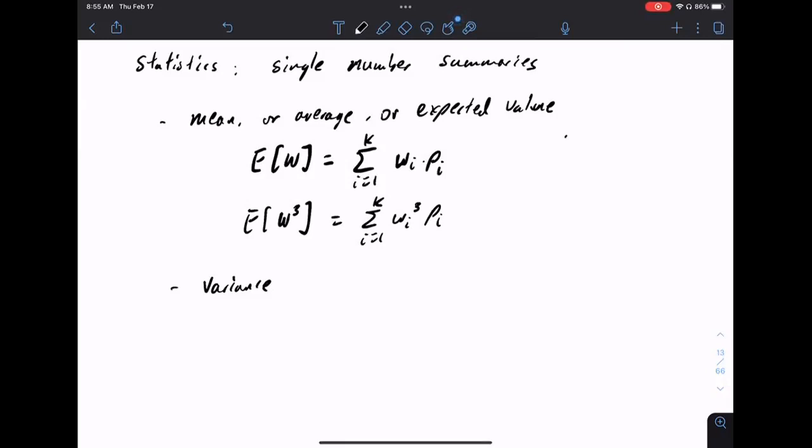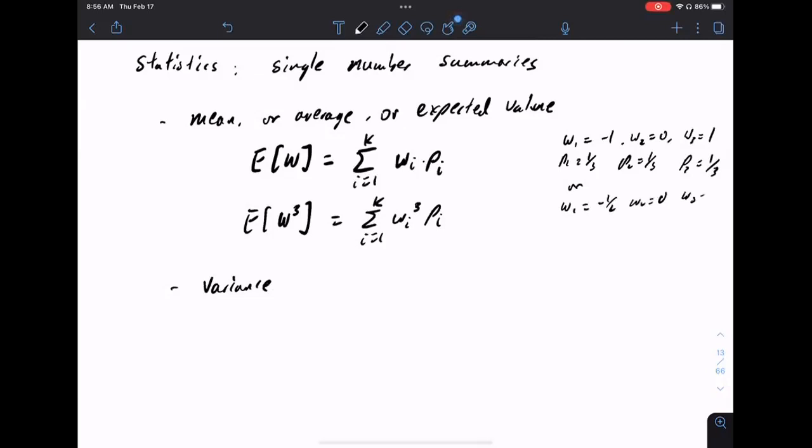For example, say we have this kind of situation, equally likely: W1 is minus 1/2, W2 is 0, W3 is minus 1/2, all the p's are 1/3. These two will have the exact same mean, but they are different distributions. So variance is a way to capture the difference.